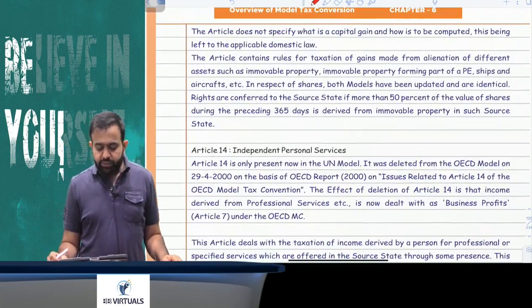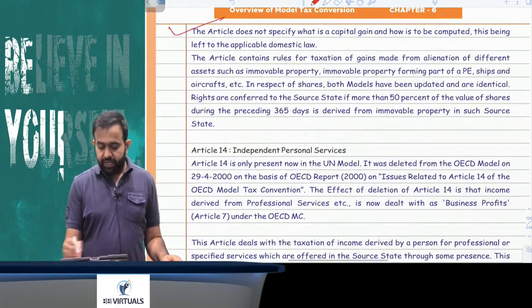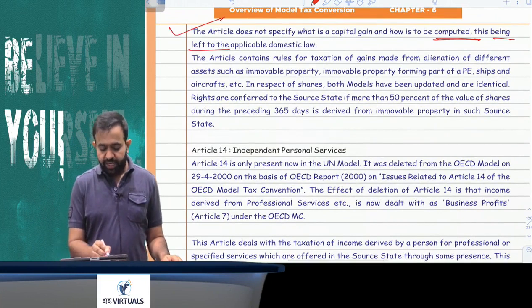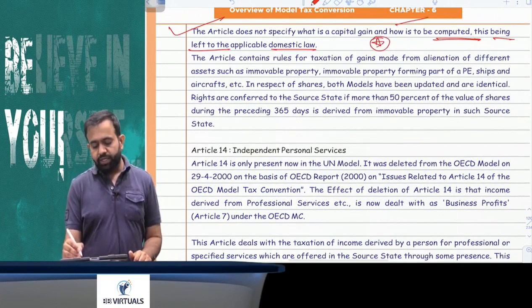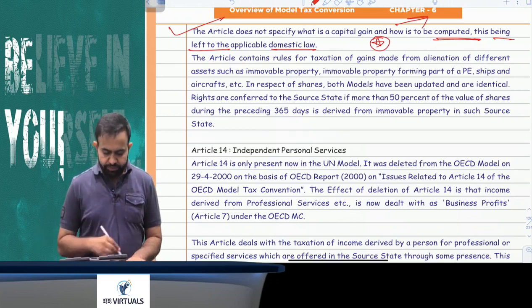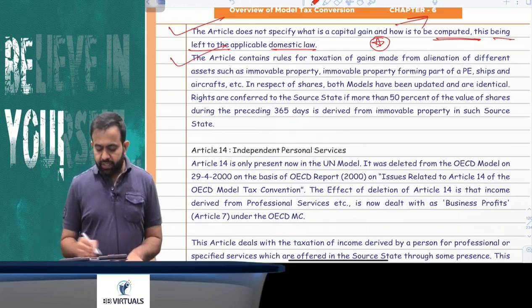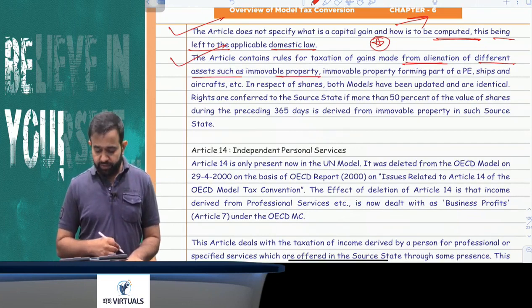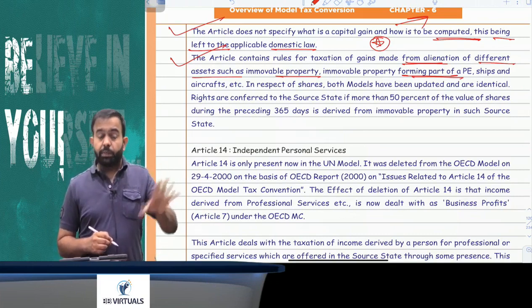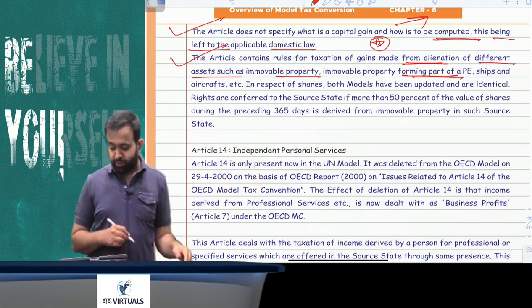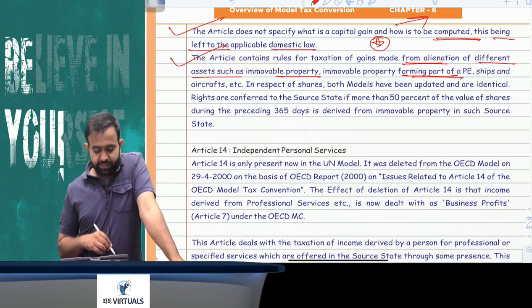The article does not specify what the capital gain is and how it is to be computed. This is left to the applicable domestic law. Meaning, what is the capital gain and how to calculate it, you have to check the domestic law only. The article contains rules for taxation of gain from the alienation of different assets, such as immovable property, immovable property forming part of a PE, meaning if you transfer the PE itself, if you sold the PE itself, then what will happen? Ships, aircraft, etc.